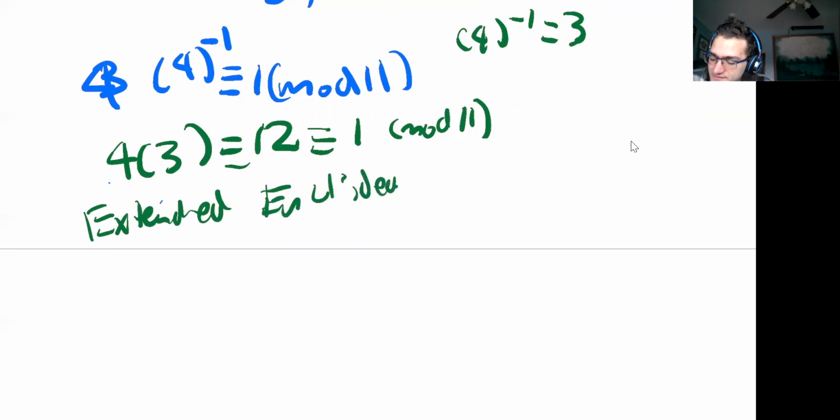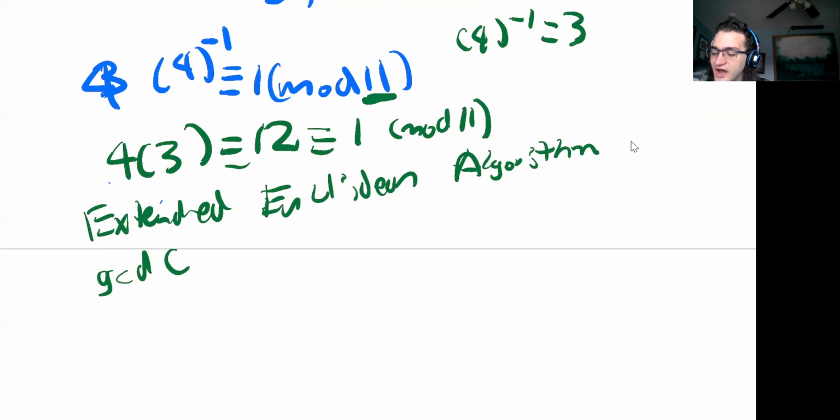And the Euclidean algorithm is a method for finding the greatest common divisor, or the GCD. And so say I want to take the GCD of... You have to have, so first, to have an inverse, you have to have them be relatively prime to each other, or co-prime.